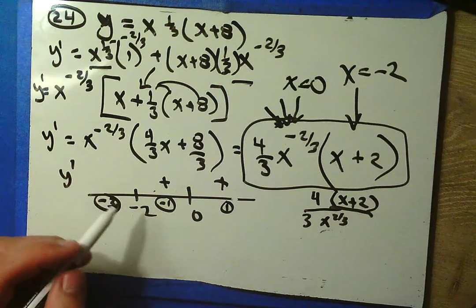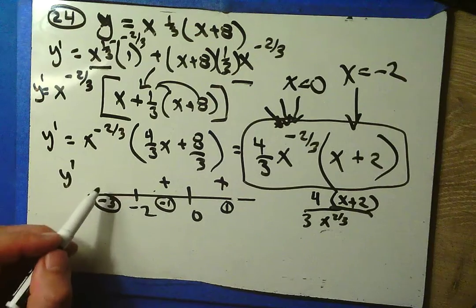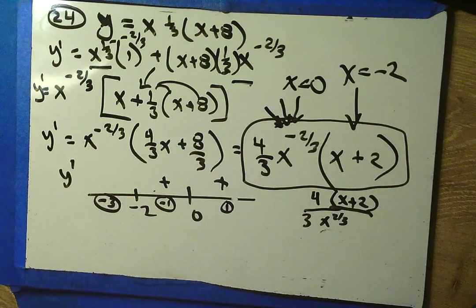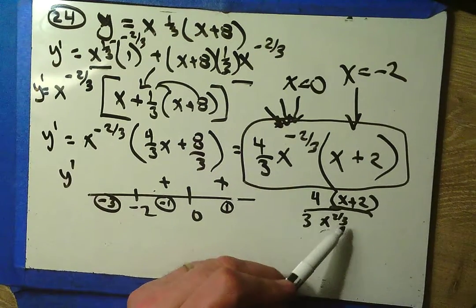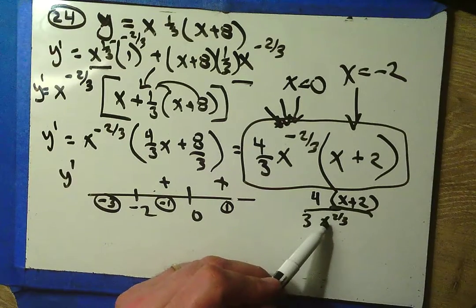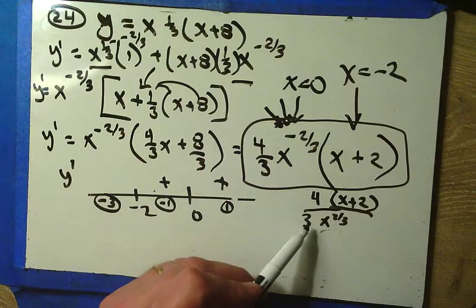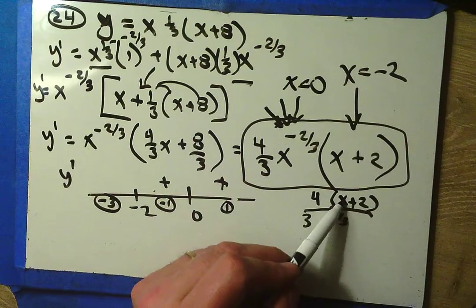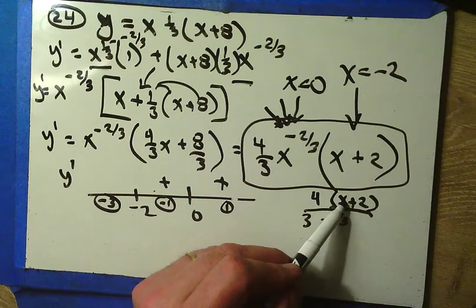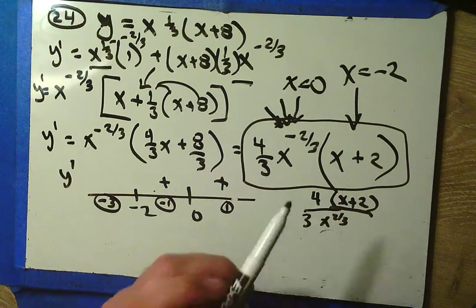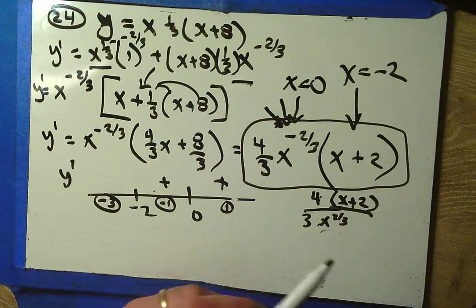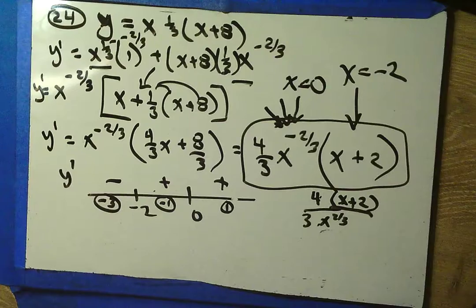So I have positive on top, positive on the bottom, so I'm still positive over here. Okay, and then what about here with -3? Well, -3, when I take the cube root of a negative, I get a negative, but then I square that number and I get a positive. Times a positive, I have a positive on the bottom, but -3 plus 2 is -1 on top, times 4, still negative over a positive, and that's negative. All right, so what do we see here?